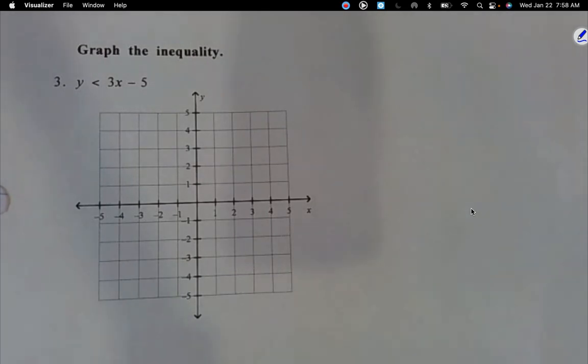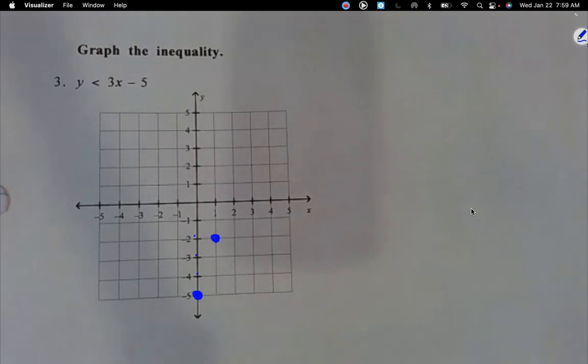Okay, this one, it says Y is less than this. So I'm going to graph it. Let's pretend for just a second it says this. So I'm going to go down 5, make my point. And then from there, I'm going to go up 3 and over 1. Now, it doesn't say equal though. Let me erase it. It doesn't say equal. It says less than. So we have to draw, is it a dotted or a solid line?